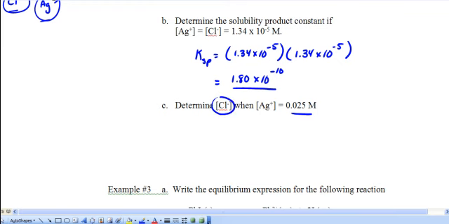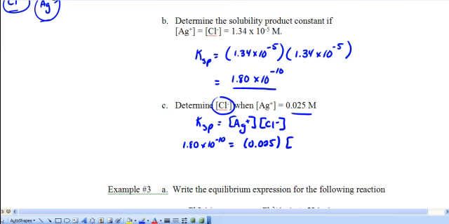So if you want to set it up just so you can see what you're working with, KSP equals the silver ion concentration times the chloride ion concentration, and now plug in the values that you know. We know KSP is 1.80 times 10 to the negative 10. The silver is going to be 0.025 molar, and that's going to be multiplied by the chloride ion concentration. So to solve for chloride, simply divide over the 0.025.